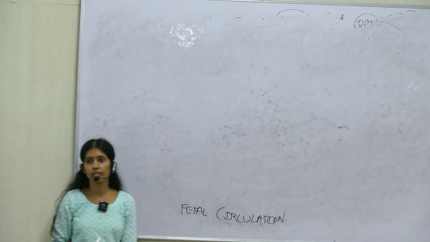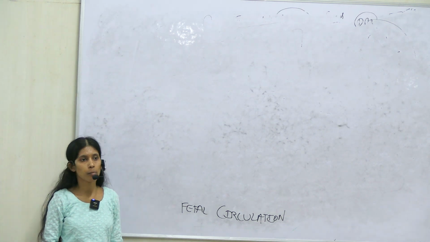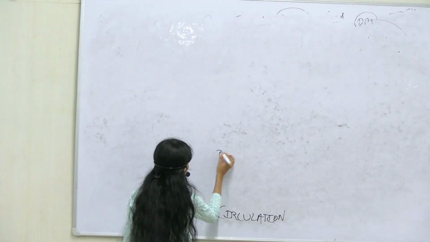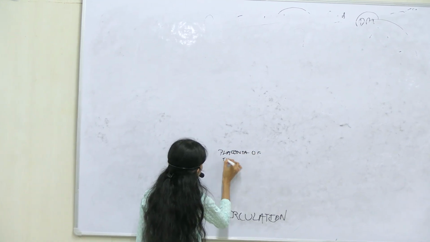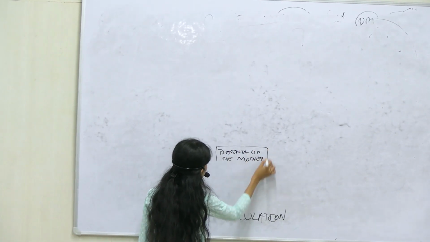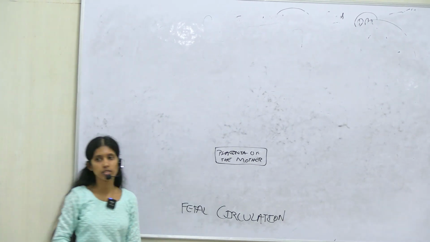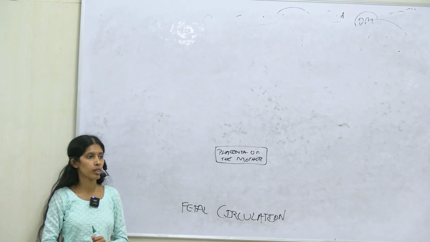In this class, we are having revision for fetal circulation. So, what are the points we have discussed in our previous session for the fetal circulation? So, in fetus, the circulation or the purification of blood is taking place by the placenta of the mother. Through this, your fetal blood should enter the heart, okay?